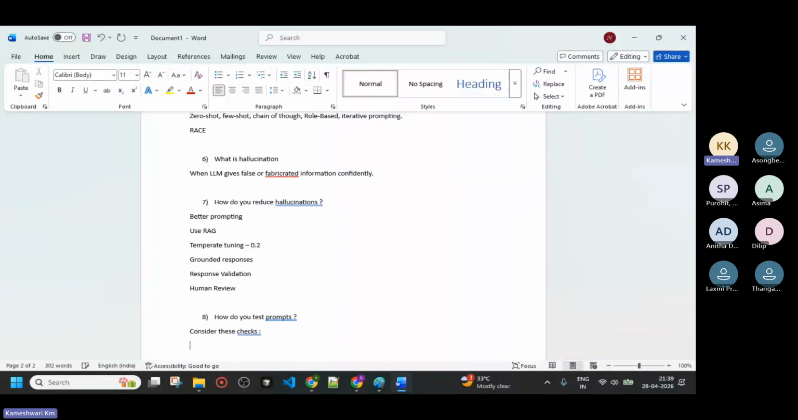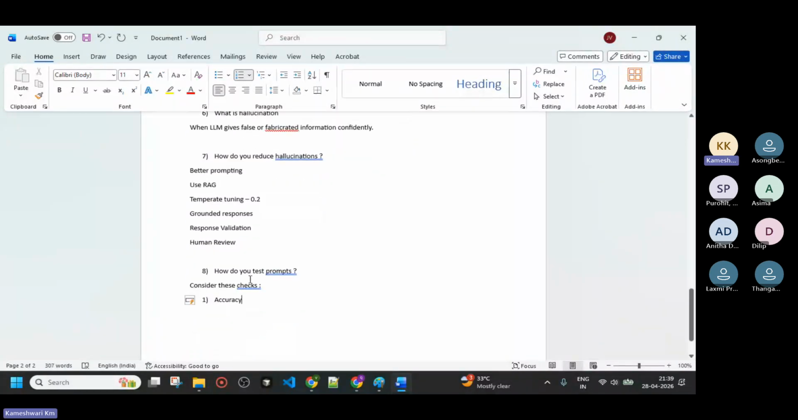What are the checks? First one is accuracy. Where we have designed the prompts, we check whether it gives the answer from this particular document or not. Format compliance: as per the standards, if you know the answer, you have to give the answer. If you don't know, say I don't know. That is format compliance.